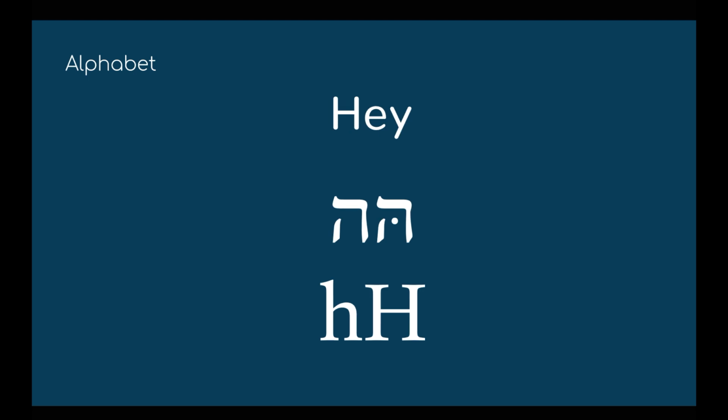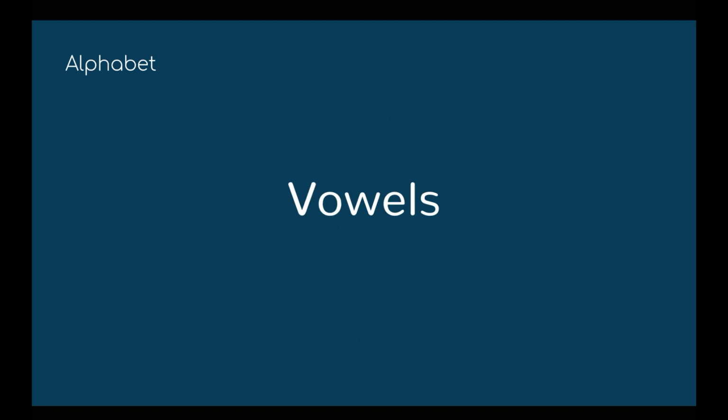Next we have He, which is just the H sound. One thing that's special about the H sound is that when it comes at the end of a syllable, it's usually not pronounced. This is actually true in English as well. We don't really pronounce H at the end of syllables. However, in Hebrew, there are exceptions to this. You can have an H sound at the end of a syllable, but the way you know that the H is actually pronounced at the end of a syllable is when the He has a dot in it, called a mapik.